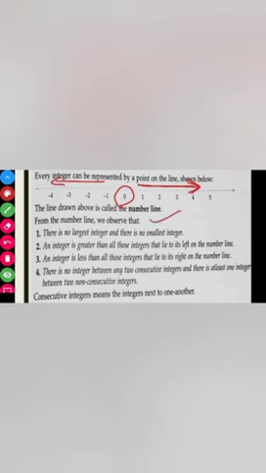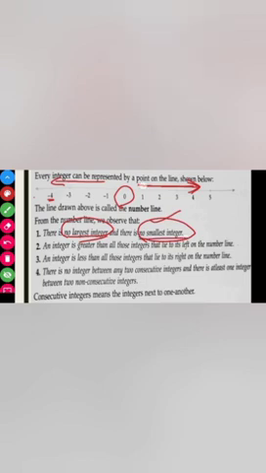So try to understand. There is no largest integer and no smallest integer. Is it clear? Why? Because when you move left side, then you will get another number. Like here minus 4 is given. So when you move left, then you will get minus 5, then minus 6. Like that, you will always get one number. So you can say there is no smallest number.